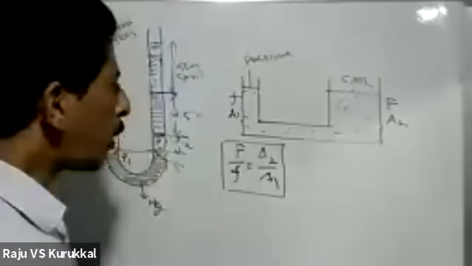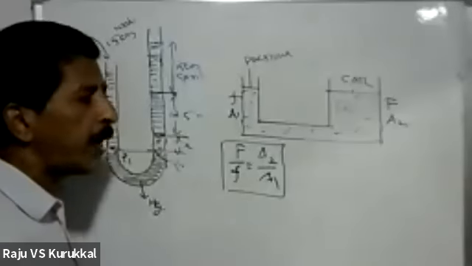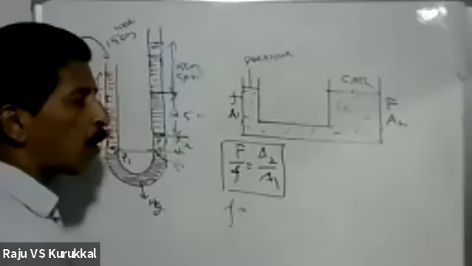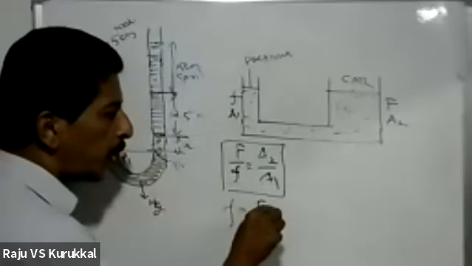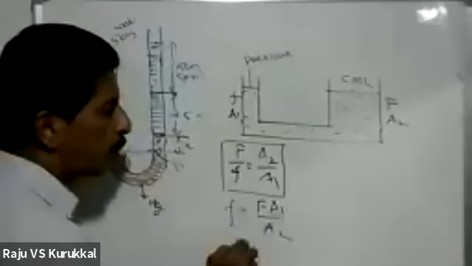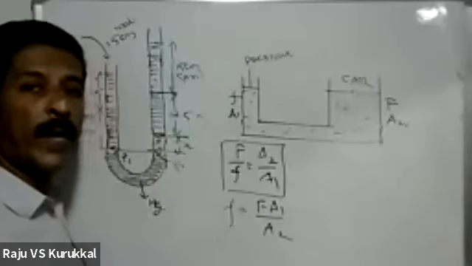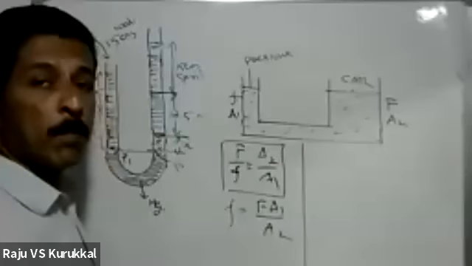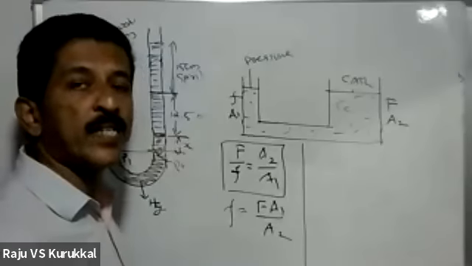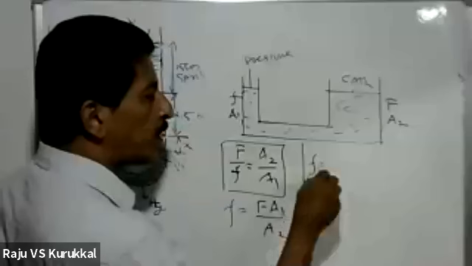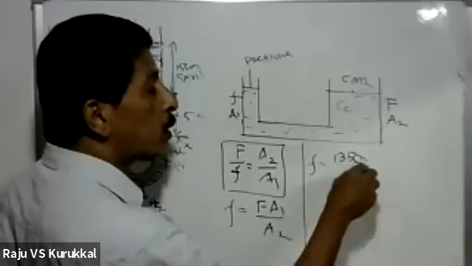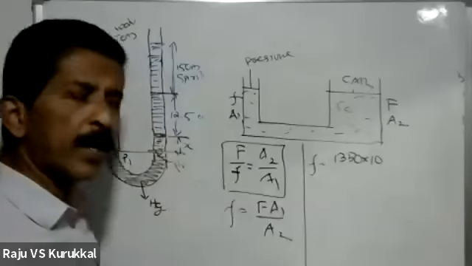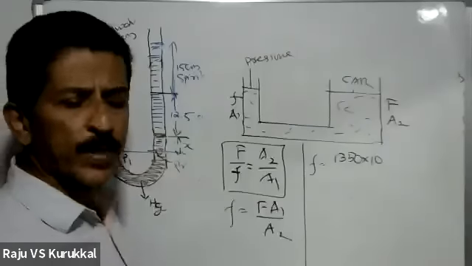F by small f equal to A2 by A1. So how will you find small f? Small f is equal to F into A1 divided by A2. What is capital F? The question has given it. Capital F is mass into gravity. Mass is 1350. Small f is equal to 1350 into gravity. You take it as 10, 9.8 or 10, take 10 and you easily get the answer. It will be an approximate answer, but it will be correct.